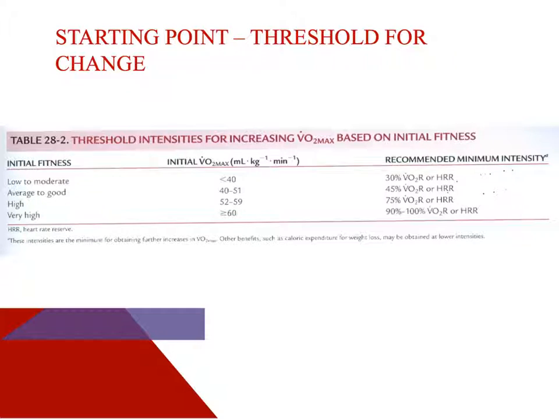Now, if we have a very high VO2 max, which would be above 60, we would want to work out often at 90 to 100% of our VO2 heart rate reserve. So we're needing to have workout bouts that cause us to utilize our maximum capacity.